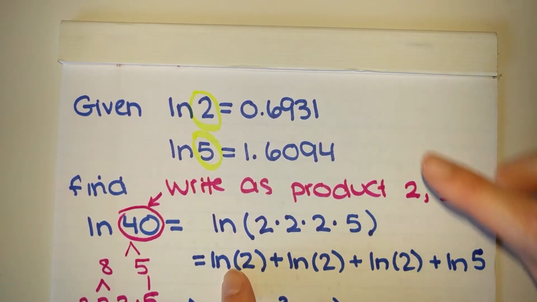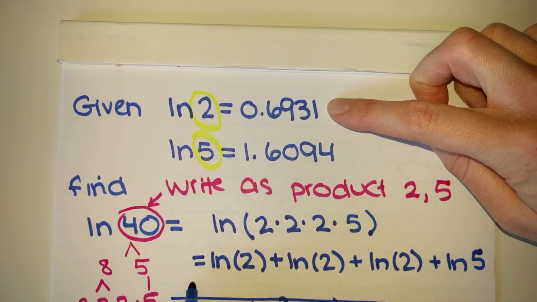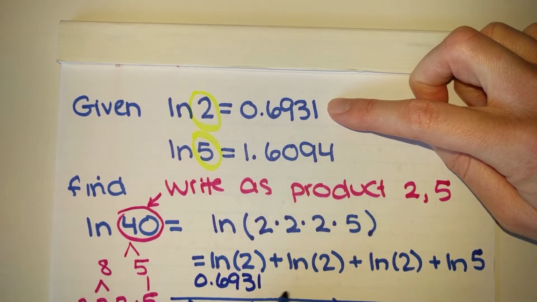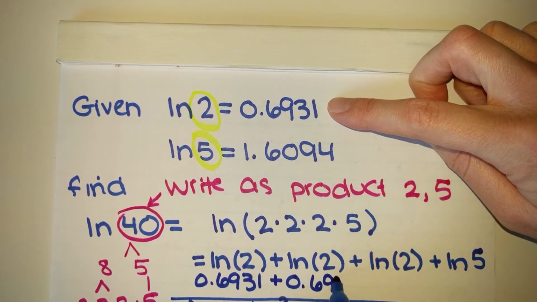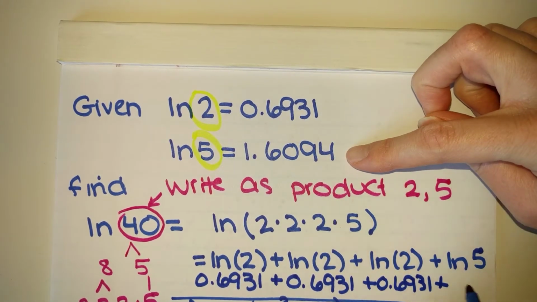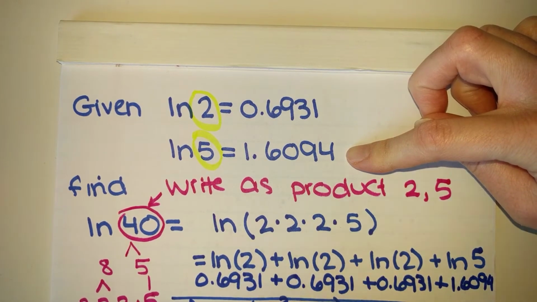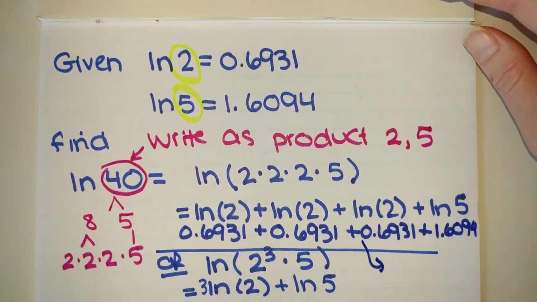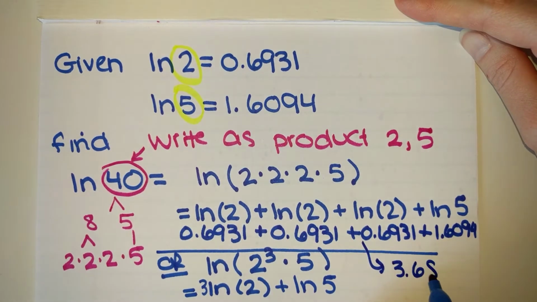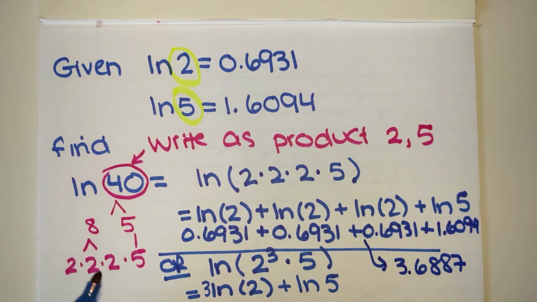So what you would do after you use your log properties is plug in the known quantity for the natural log of 2. So you would plug in that the natural log of 2 is 0.6931 plus another 0.6931 plus another 0.6931 plus the natural log of 5 as 1.6094. And then you would simply compute that number. When you compute this, you will get 3.6887. Whether you break it up into three little natural logs of 2, or use your powers, you're going to get the same conclusion of 3.6887.